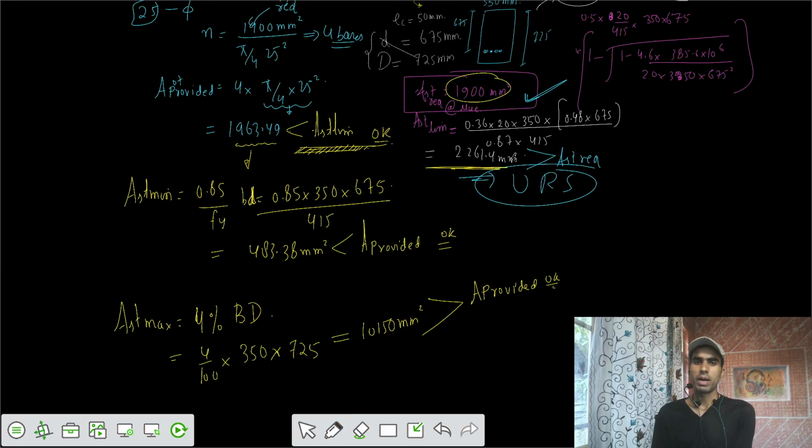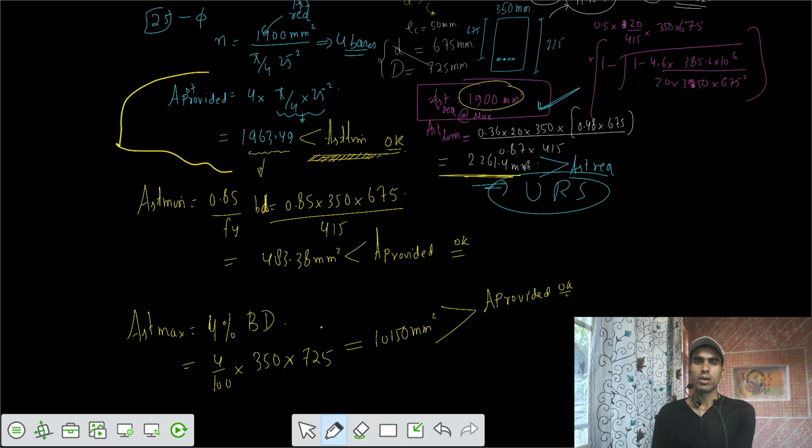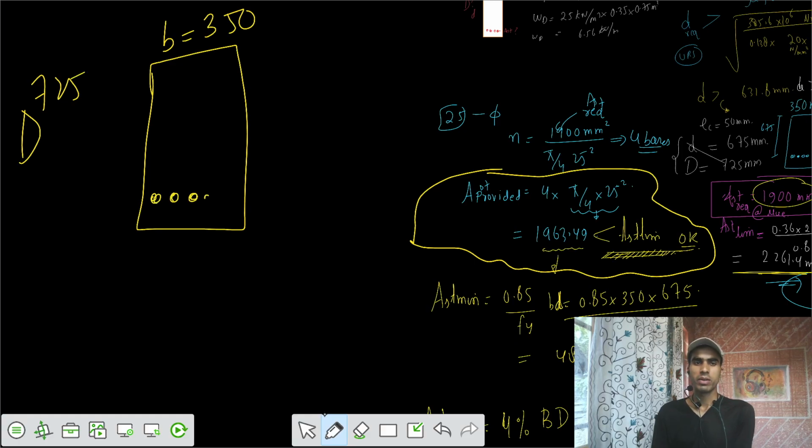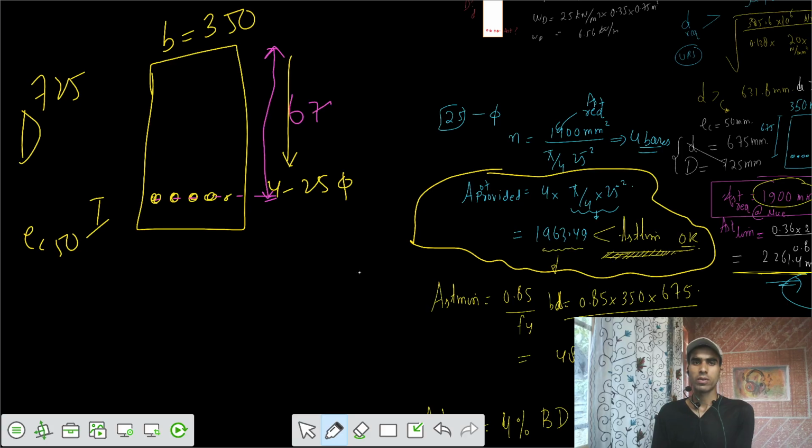So finally, I would say my steel would be provided with this value, and we have 4 bars. The final detailing of the section has a cross section of B equal to 350, and capital D is 725, with an effective cover of 50 millimeters. We have placed 4 bars of diameter 25, and small d is center to center, which is 675. You have to show that center to center. And this is your detailing of the section.